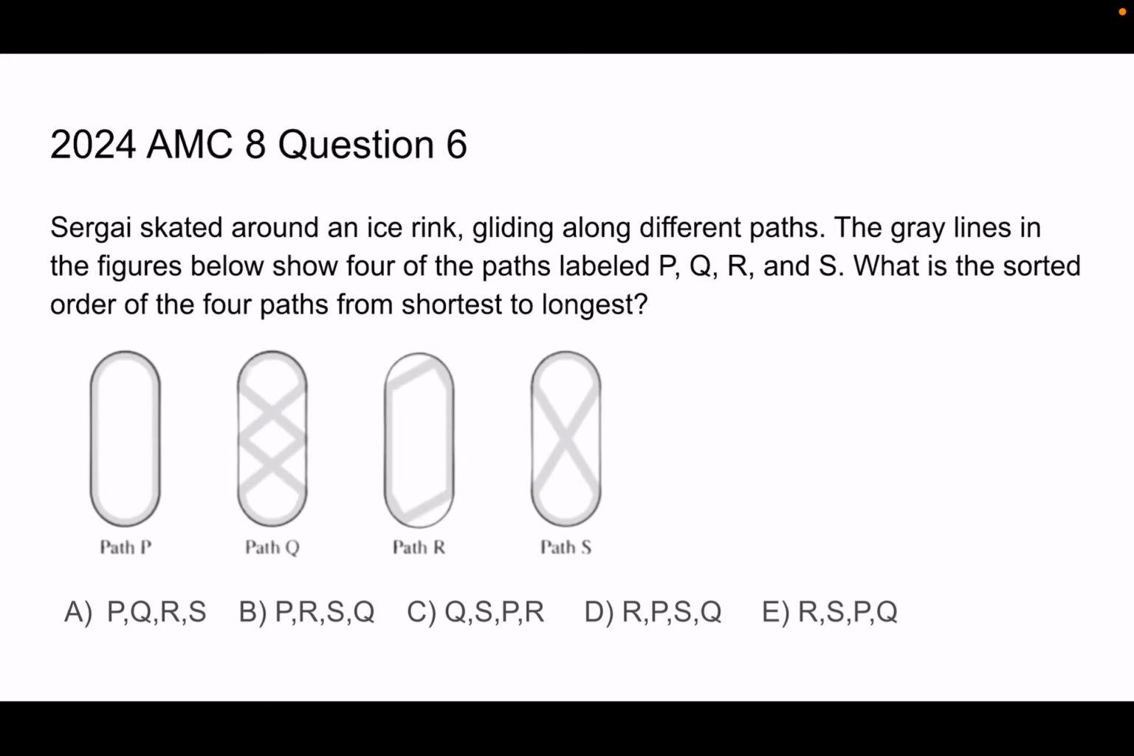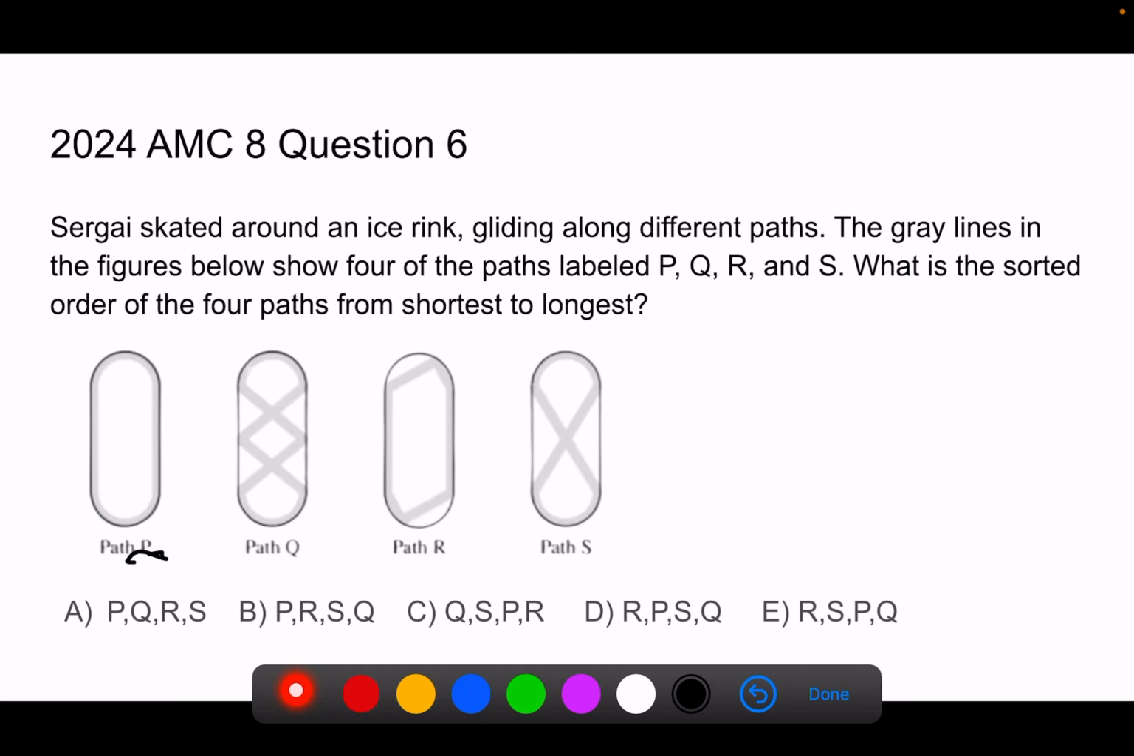Alright, 2024 AMC 8, question 6. Let's take a look. Sergey skated around an ice rink, gliding along different paths. The gray lines in the figures below show four of the paths, labeled P, Q, R, S. What is the sorted order of the four paths from shortest to longest?